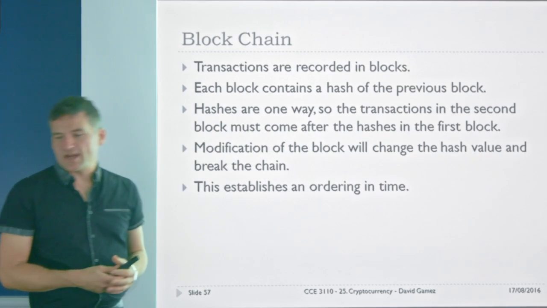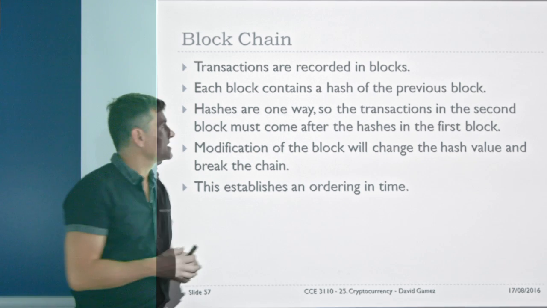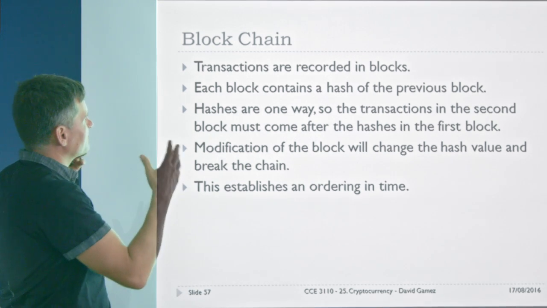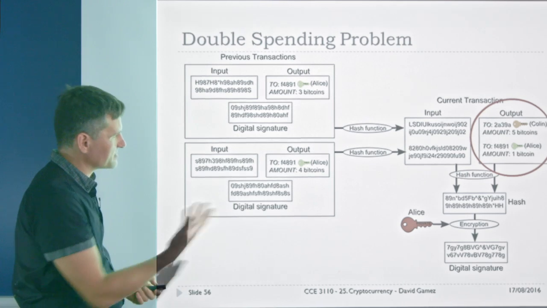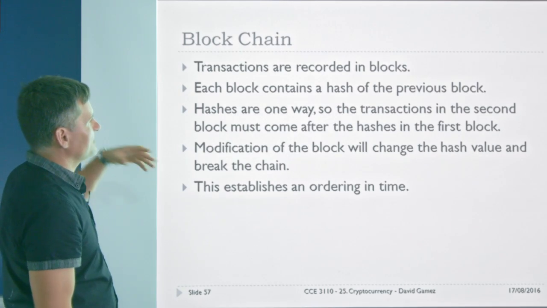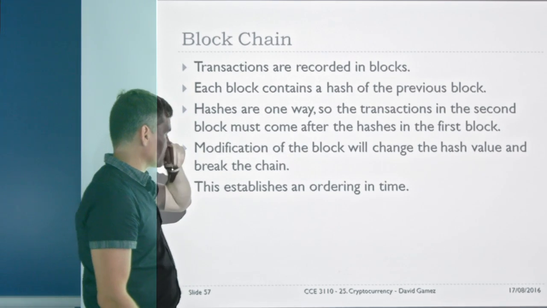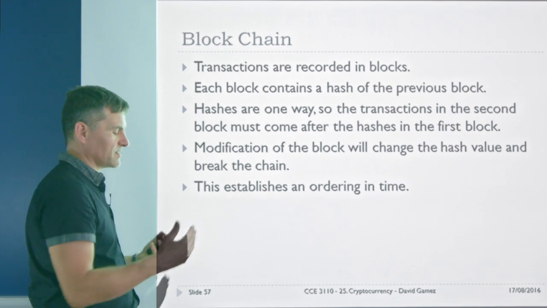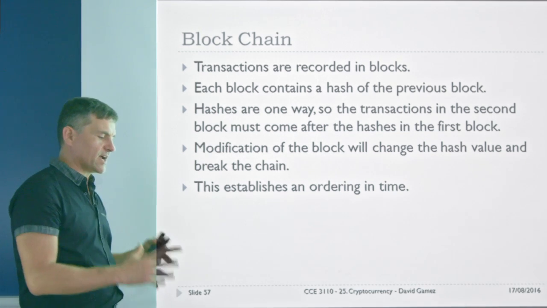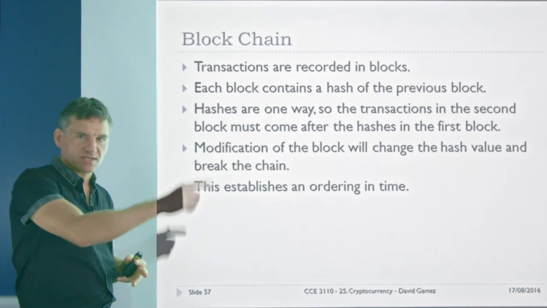So to address this problem, we have this idea of a blockchain. And this works in the following way. So we've got these various transactions. This is the transactions I've just explained. And these transactions are recorded in blocks. And each block contains a hash of the previous block. That's the neat thing about it. So you've got one block, you take a hash of that block and include that hash in the next block.